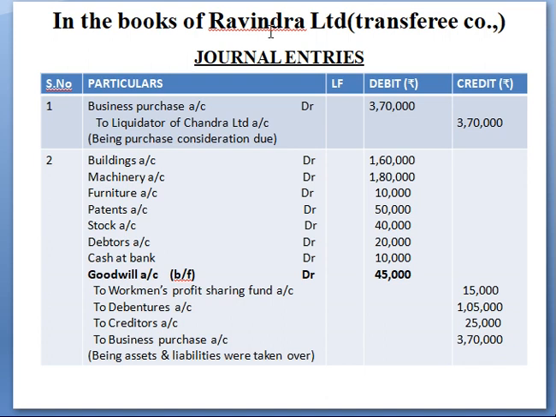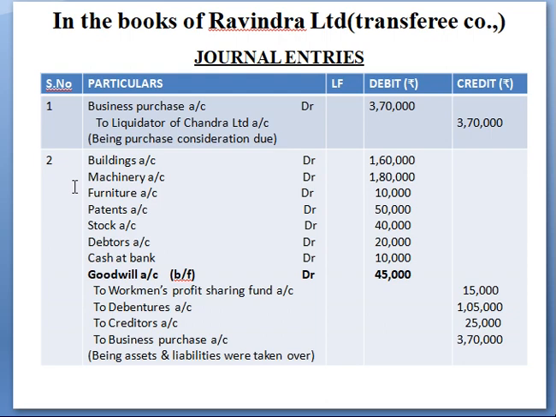Your first entry is business purchase. That is, here the business is purchased, right? So what do we debit? Business purchase account debit to liquidator of Chandra Limited. So what is the purchase amount? Already we have done the calculation, which is 3,70,000.